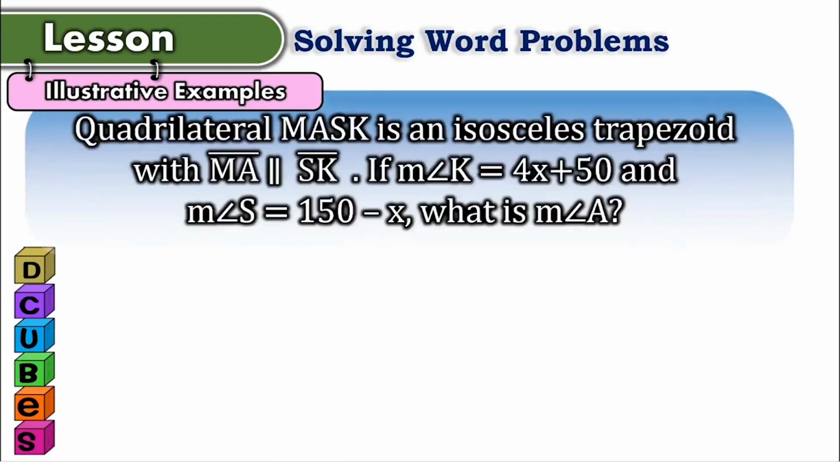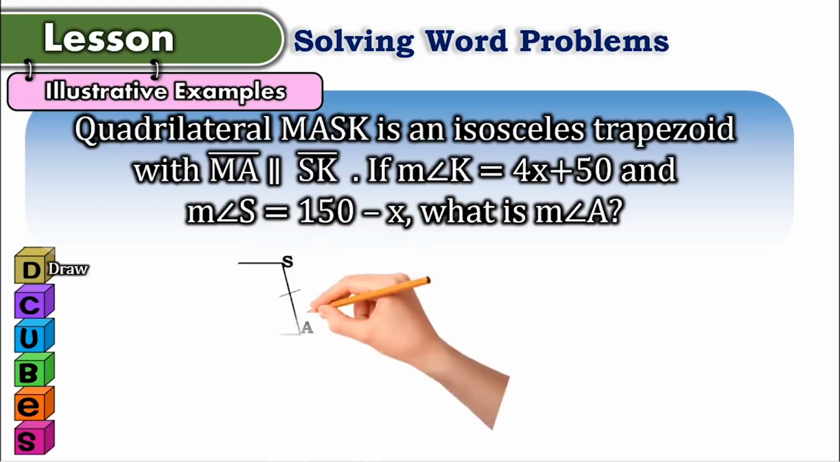Example number 2. Quadrilateral MASK is an isosceles trapezoid with side MA parallel to side SK. If the measure of angle K is equal to 4x plus 50 and the measure of angle S is 150 minus x, what is the measure of angle A? This is an illustration for the problem.